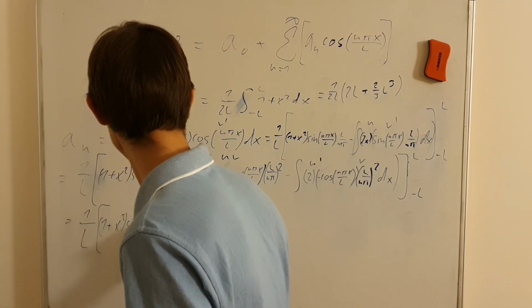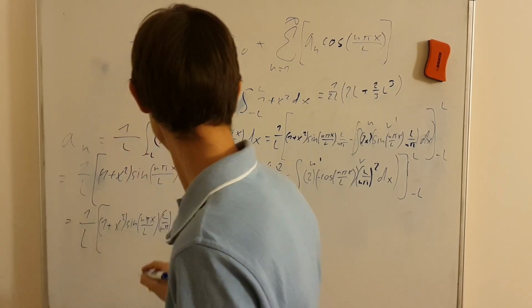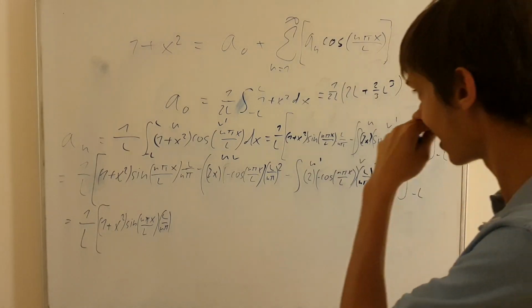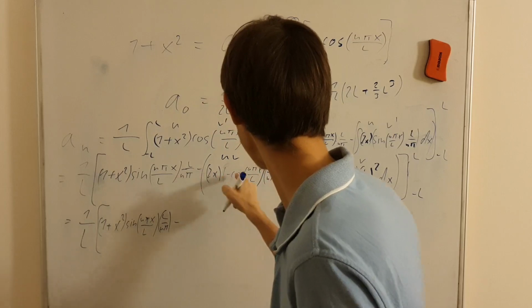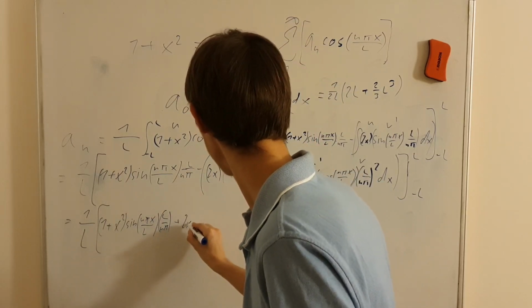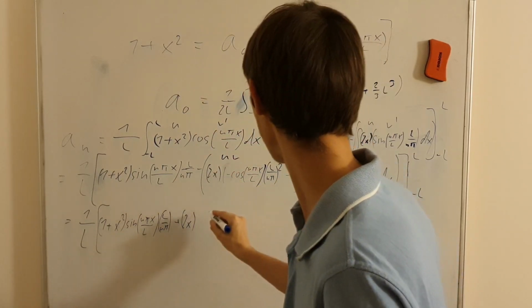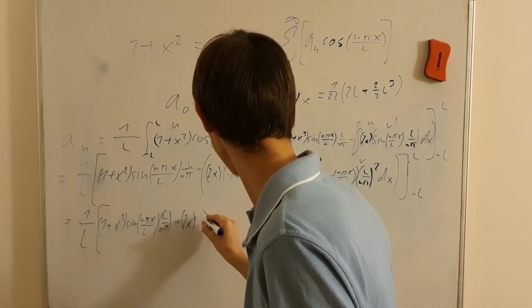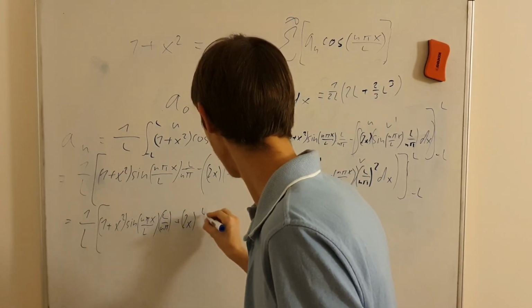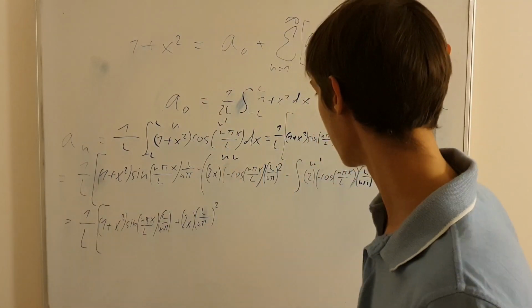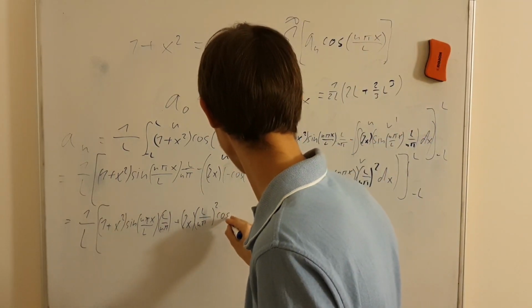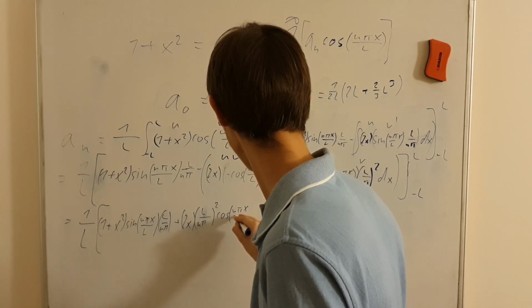As follows, L over n pi. Then minus this one, I'll just put it there, and it's minus, so it's plus 2x times cosine, I'll put the L over n pi squared in front as follows, then times cosine n pi x over L.